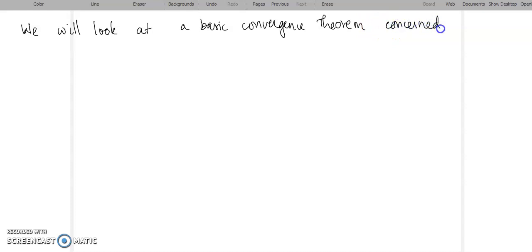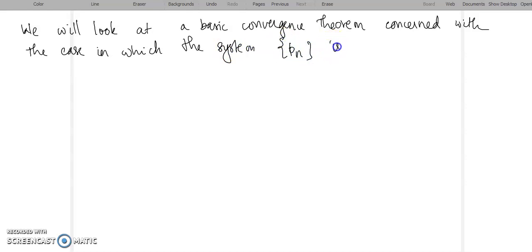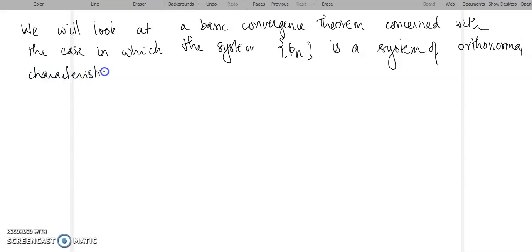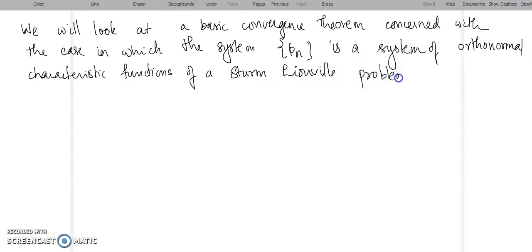So we are concerned with the case in which the system phi n is a system of orthonormal characteristic functions of the Sturm-Liouville problem. So let us look at the theorem.